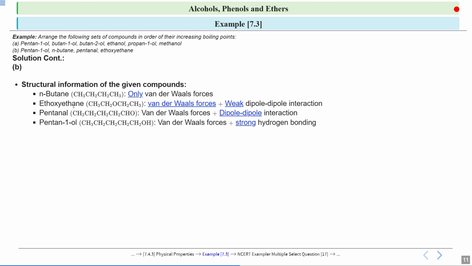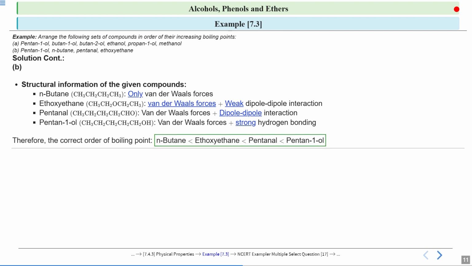It is ethoxyethane, which is an ether. So it will be van der Waals forces and weak dipole-dipole because of the carbon-oxygen single bond. In pentanol, it is an aldehyde, so there is a carbon-oxygen double bond. So there is van der Waals force and dipole-dipole interaction will be strong in this case as compared to the ether one. And then I have alcohol, and in alcohol, you know, there is strong hydrogen bonding.